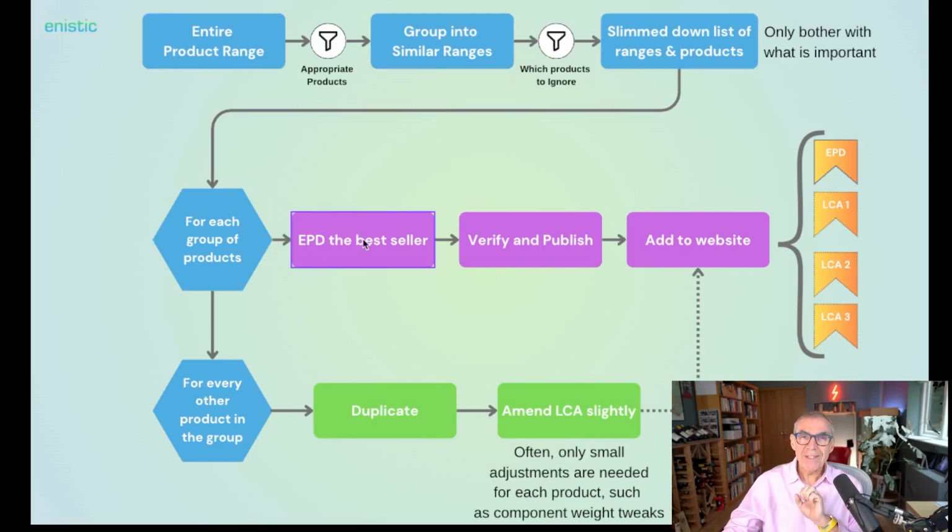You EPD the best selling one, and then you duplicate the EPD, modify the life cycle assessment, the calculation slightly. So for example, it's not that paint, it's that paint, it's got these feet, whatever. And then you add that to the website as a life cycle assessment. And you can say to your client, look, everything else is broadly the same. If you really want it, and it's a big customer, we really want your business, we'll EPD it for you. But honestly, there's no point because there's only minor variations and these LCAs encapsulate those variations.